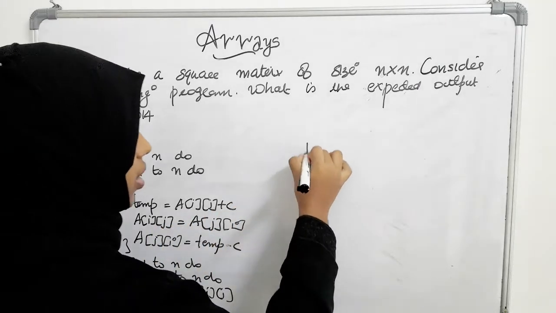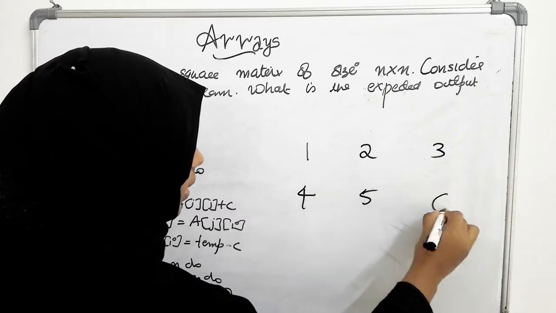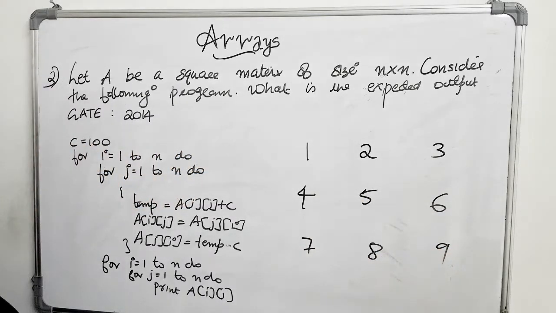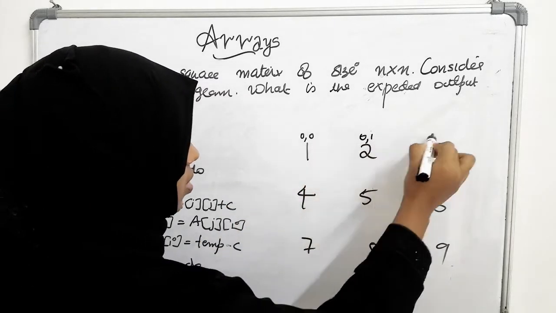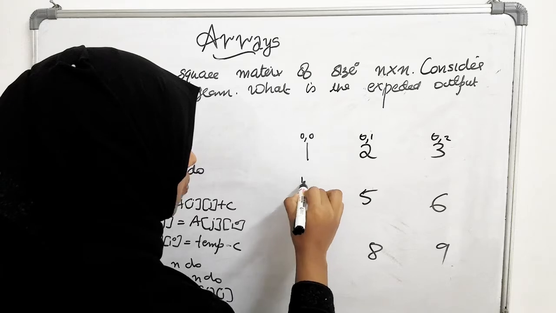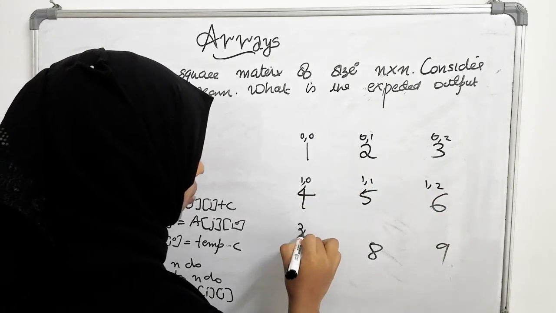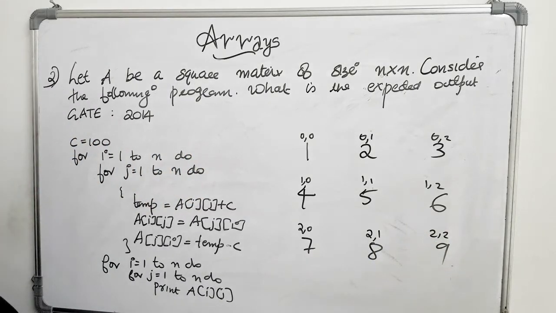So it is considering a square matrix 1, 2, 3, 4, 5, 6, 7, 8, 9. We will take this for the sake of an example and we will see what happens. So the index of this is 0,0, this is 0,1, this is 0,2, and this is 1,0, 1,1, 1,2. Now 2,0, 2,1, 2,2, isn't it? So these are the indices.